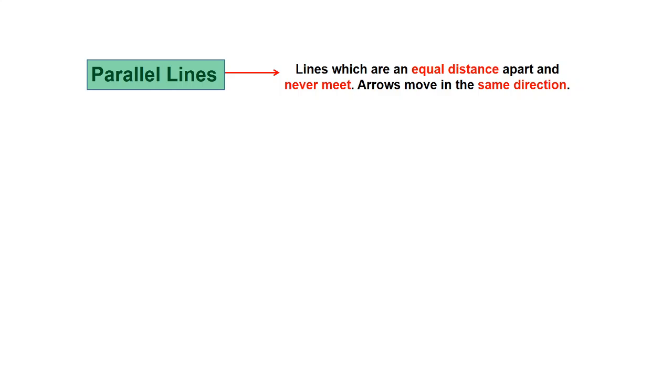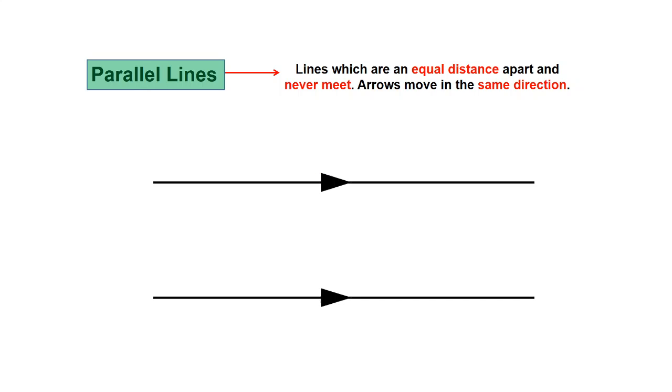Okay, parallel lines. In maths, parallel lines are defined as lines which are an equal distance apart and never meet, and then in maths, your diagrams will always be outlined with some pair of arrows to let you know that they match.